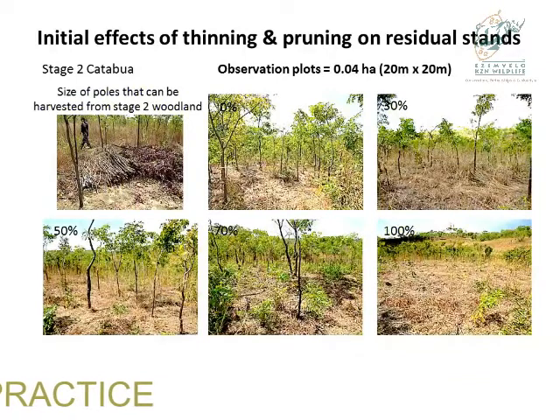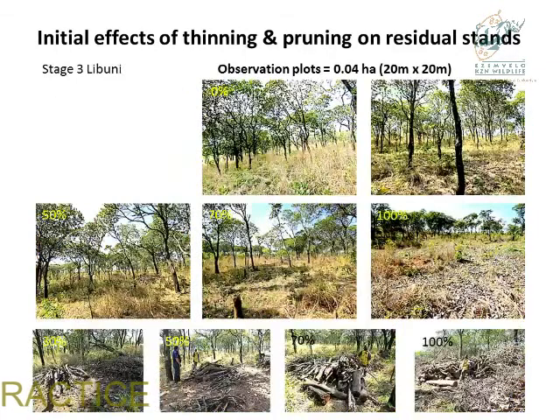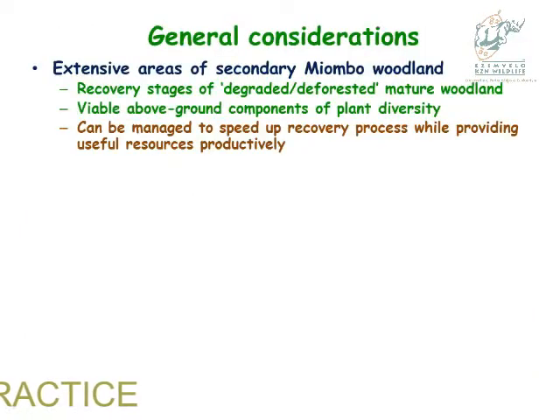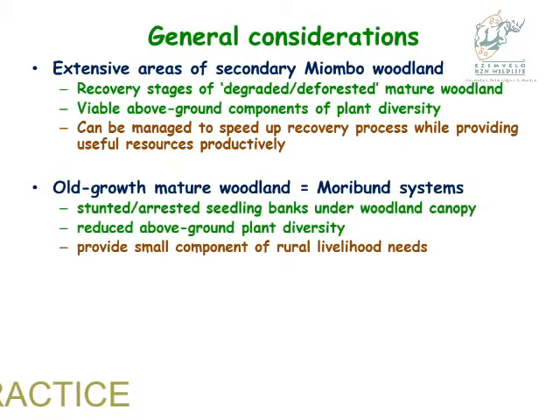Now that's a stage 2 kind of material. Stage 3, you can see what material we get from there. And we come to stage 4, we clear cut. So we have extensive areas of this in Miombo woodland. The old growth stands is like me, getting old. It's actually moribund systems. No regeneration in there, there's nothing going on there. And actually the big size is not good for many of the users.